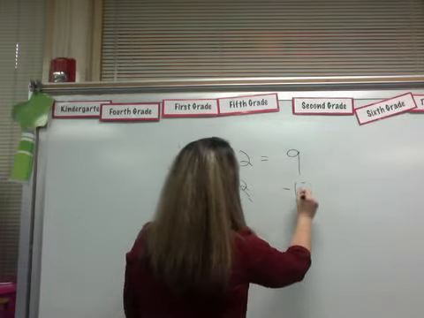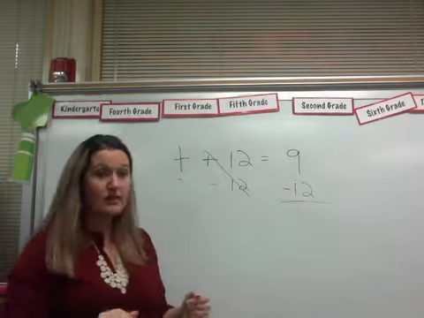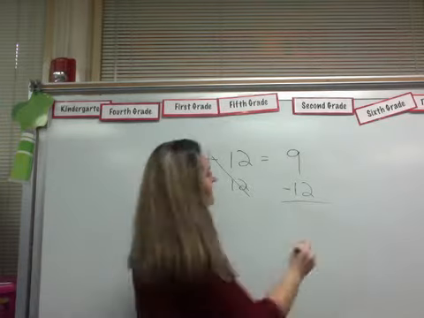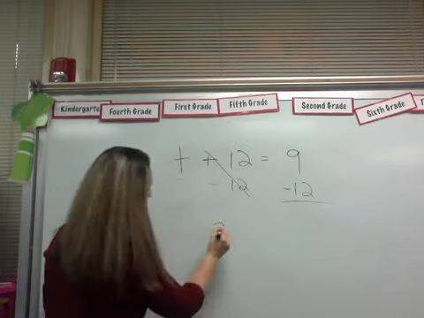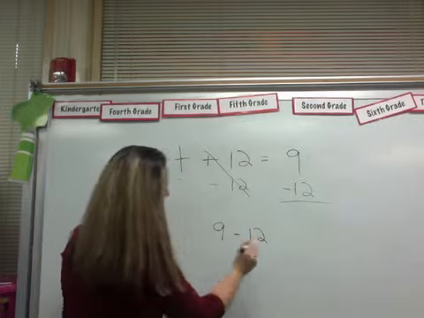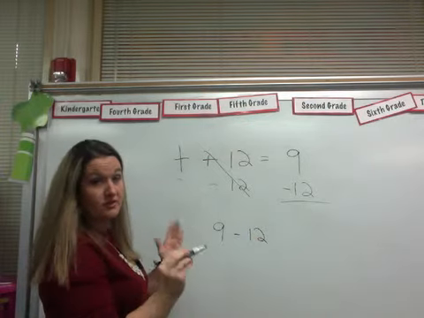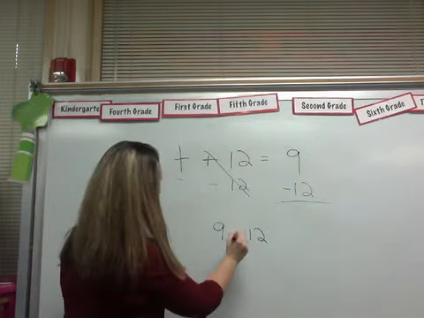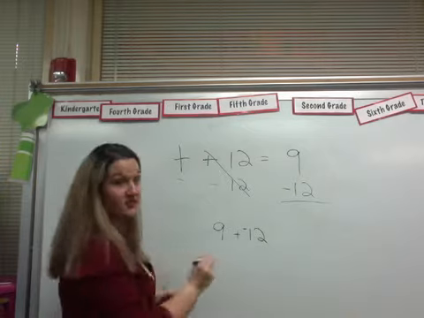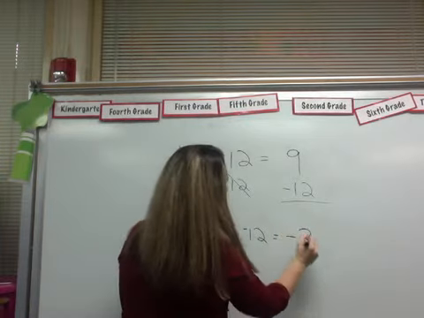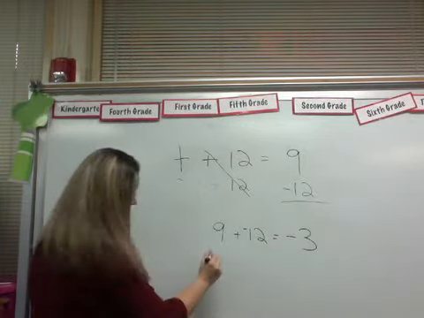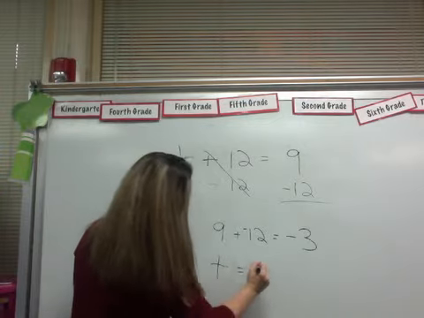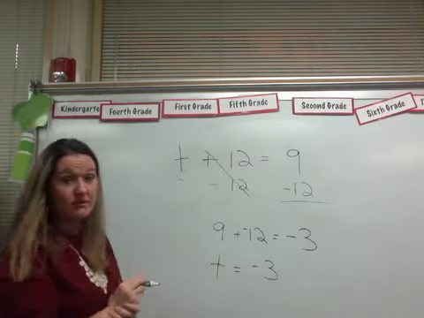So now that's where this is coming into this section. Now my problem is 9 minus 12. Well, if I work it out here, 9 minus 12, remember the subtraction problem with integers? Keep, change: 9 plus a negative 12. Well, we know that's a negative 3, so therefore t must equal a negative 3.